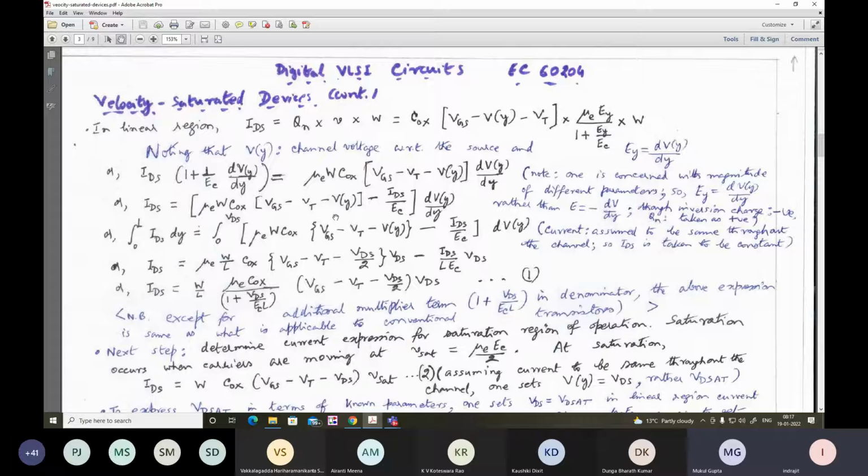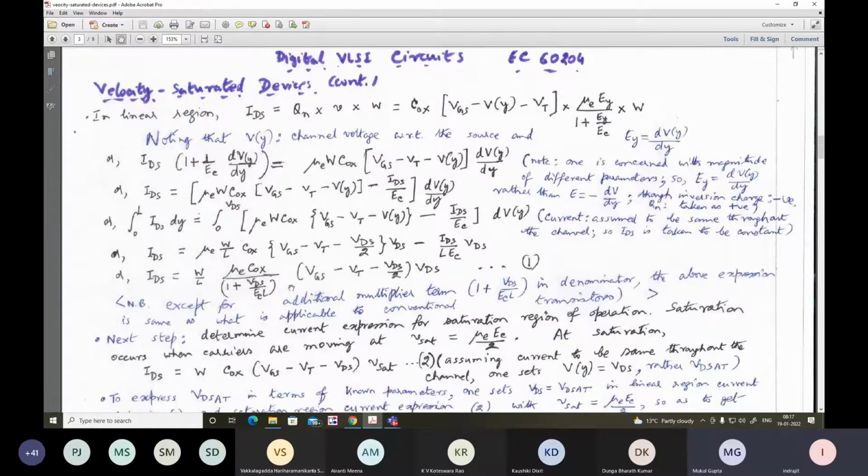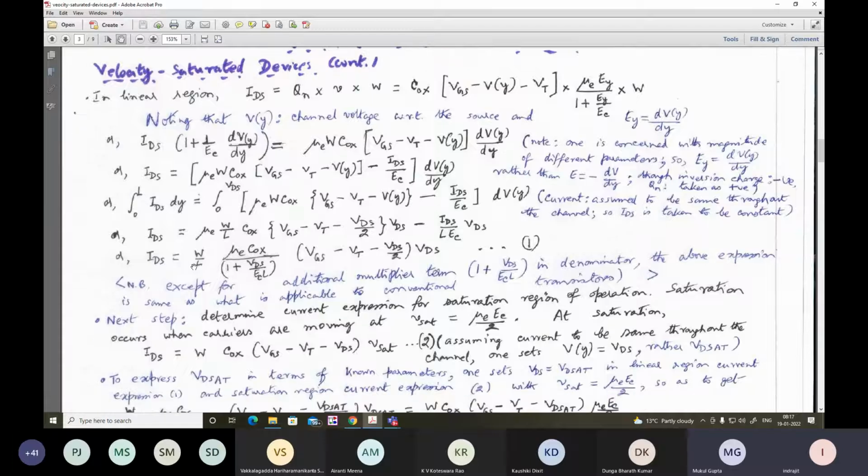So here we see, after some manipulation, the current expression happens to be like this: W by L mu E Cox, with a quadratic dependence on voltage. However, in the denominator there is 1 plus VDS by ECL, that is the point of departure from whatever we saw in the case of the conventional long channel device. So please note down this multiplying factor in the denominator, which acts as a limiting factor on the current. However, this equation holds in the linear region.